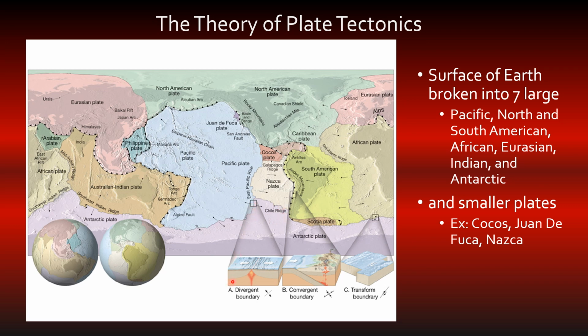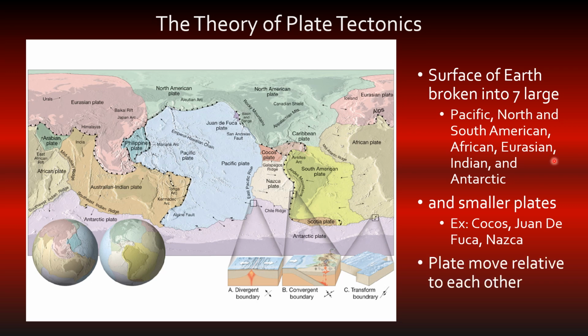And here we see the different boundaries, similar to that cross section. So here we've got divergent boundaries, here we've got a convergent boundary, and here we've got a transform boundary. We also have transform boundaries up here and in a few other places.